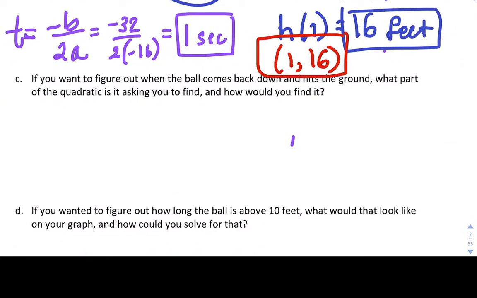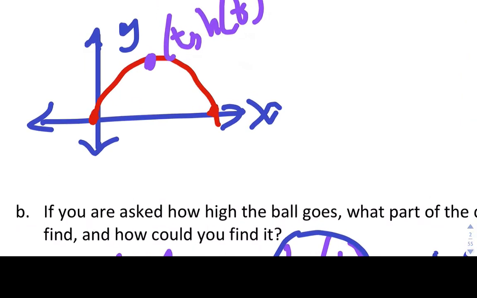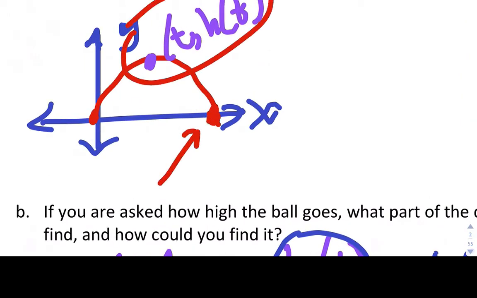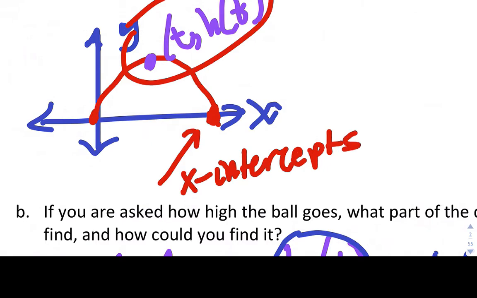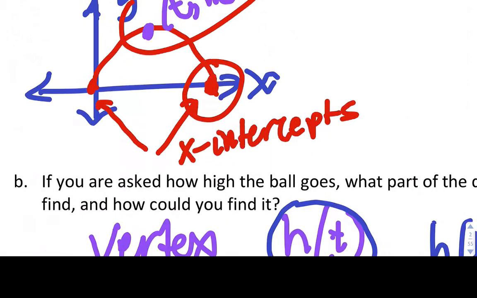If you wanted to figure out when the ball comes back down and hits the ground, what part of the quadratic is it asking you to find, and how would you find it? So again, here's our graph. We found the vertex. This is the highest point. So when it hits the ground, that's the x-intercept, the 0, the root. And there's 2 of them, I should say, x-intercepts here and here. But we know that we kick it at (0, 0). So really, we're trying to find the second point here. Where does it hit the ground?